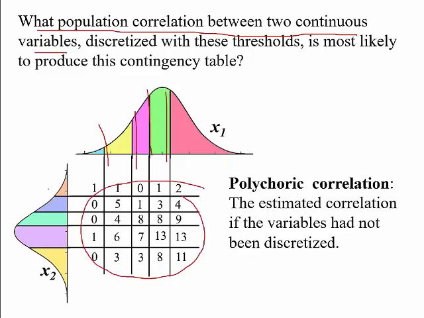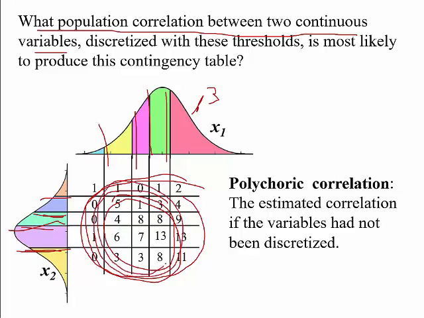So we could figure out, if we've discretized these 2 variables at these levels and say the true population correlation was 0.3, how likely are we to get this particular contingency table? If we discretize these variables at these levels, how likely are we to get this particular contingency table if the true population correlation, say, was 0.3? What about 0.4?